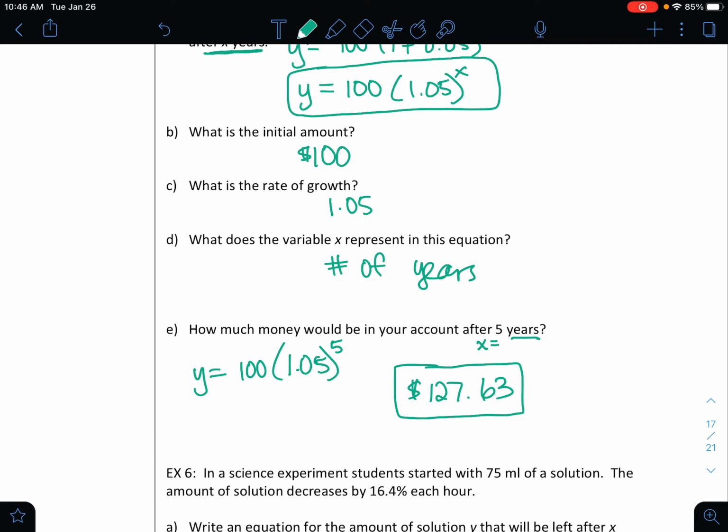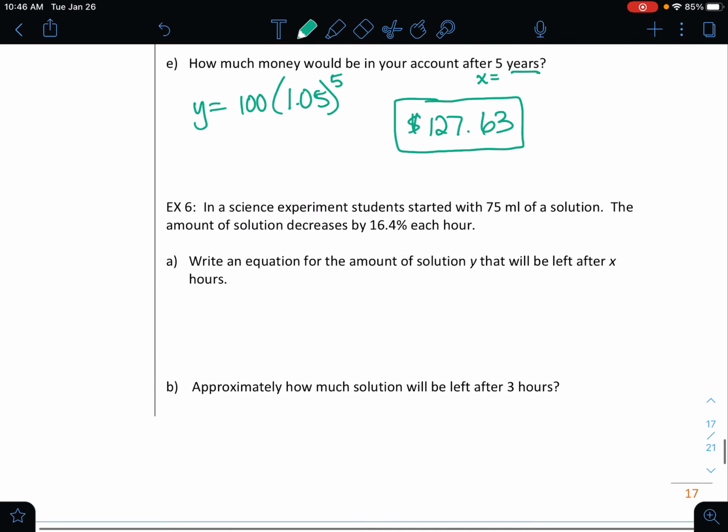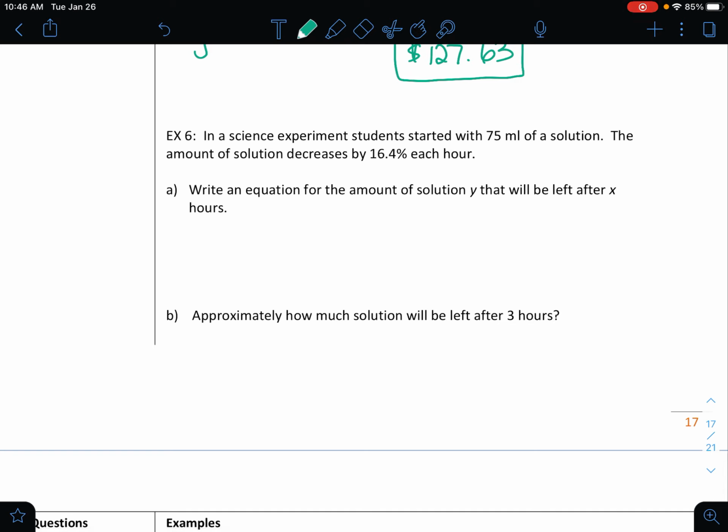Now make sure if you ever have calculator questions, you need to ask those because it's essential that you can use your calculator, and some of the keys we're using might be new to you. All right, so $127.63. Okay, I want you to try number 6. So will you please stop the video? Work through A and B, and then come back to the video to check your solution.